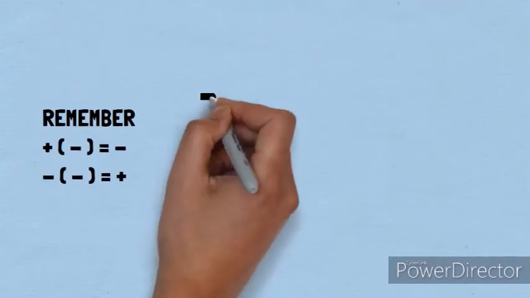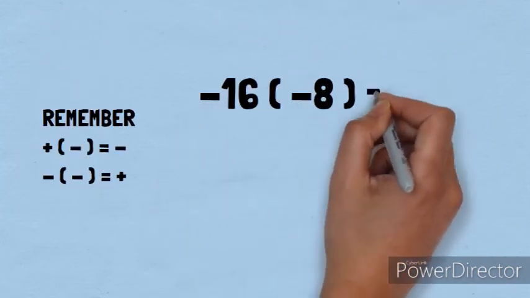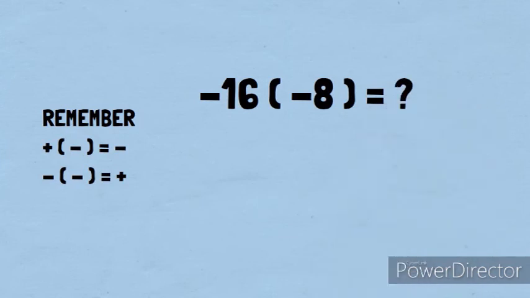Example 2. -16 times -8. In front of both of these numbers, there's a negative sign, and rule number 2 states negative of negative is positive. So our answer is positive. 16 times 8 is 128. So our answer is +128.